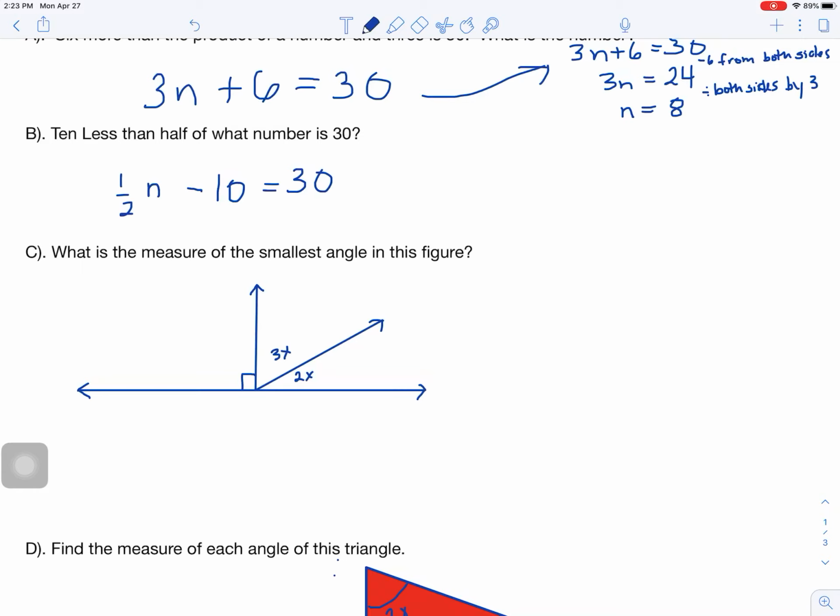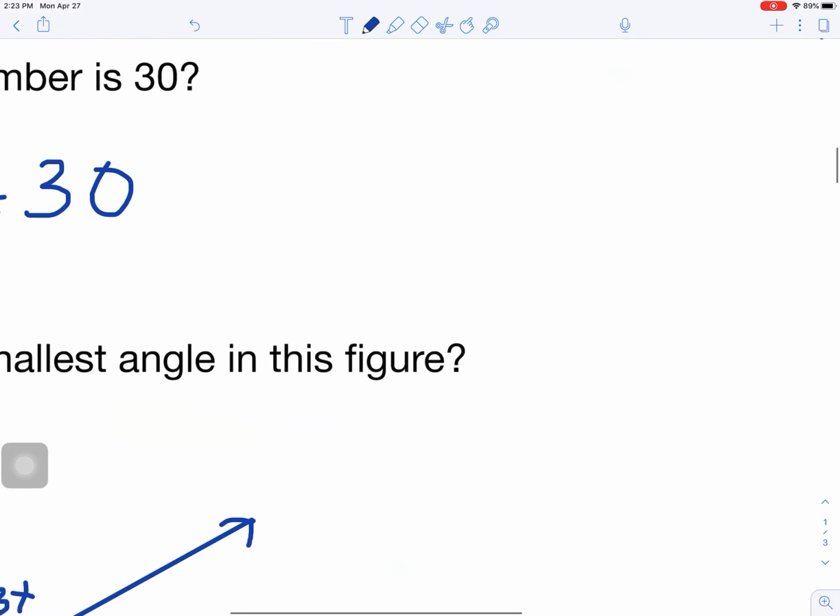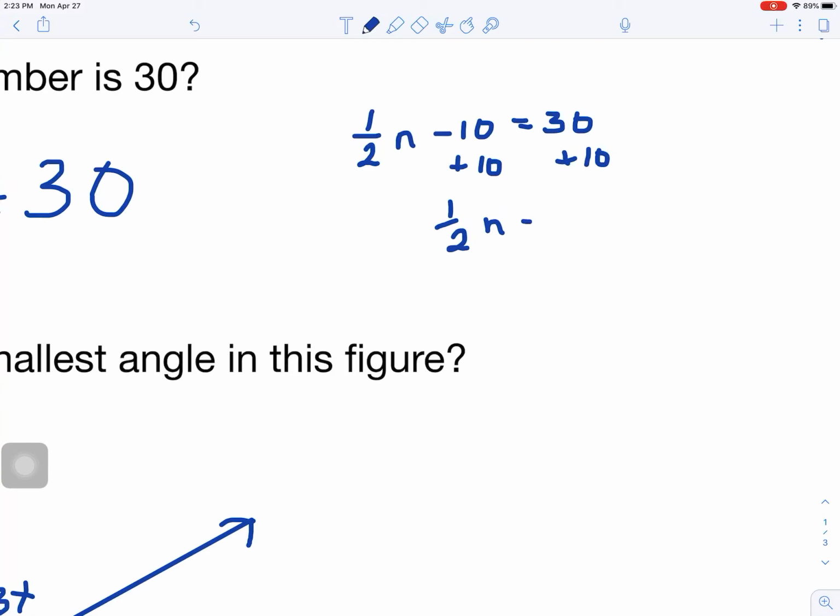Okay, so let's solve this. The first thing that we're going to do, and I'll make it bigger, half a number minus 10 equals 30. The first thing we're going to do is add 10 to both sides. All right, so we get half n equals 40. You can see that these cancel each other out.